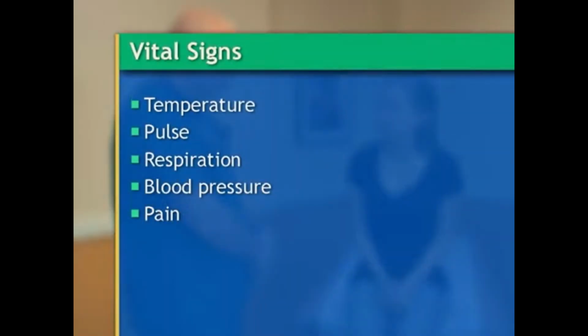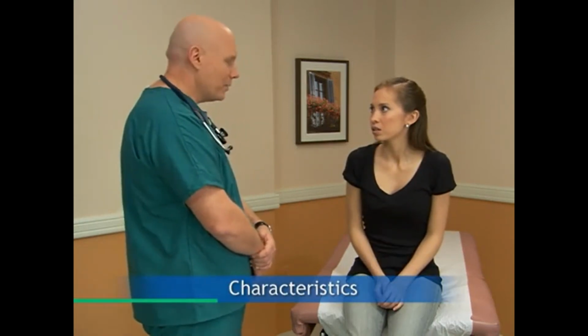Pain is thought of as the fifth vital sign because, like the 4 measurable vital signs, it too is an important indicator of health. Unlike the other vital signs, which can be measured objectively, pain must be assessed by obtaining subjective data. Could you describe what the pain feels like?